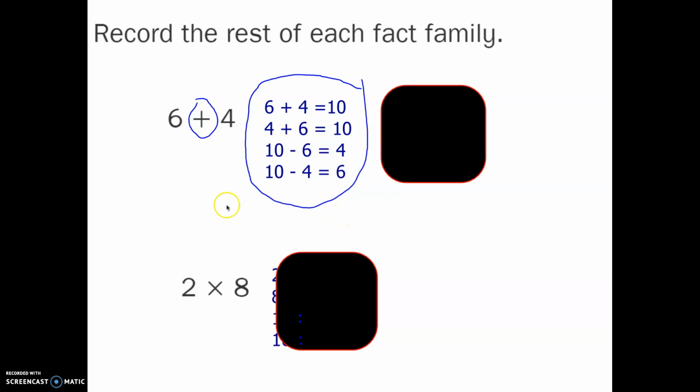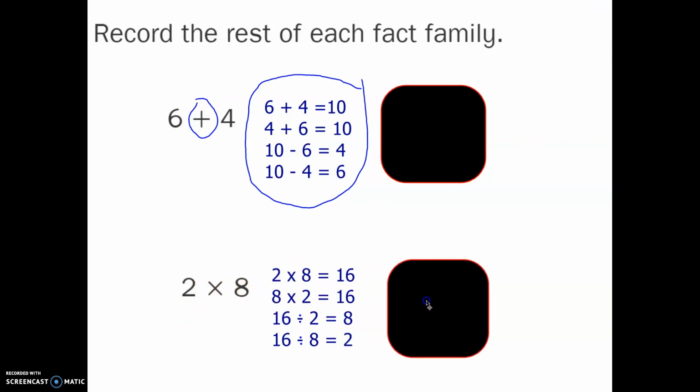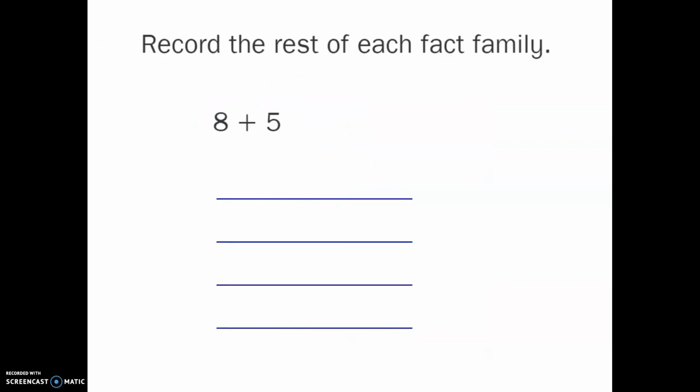When you have a multiplication symbol or a division symbol, then what's going to be in your fact family are 2 multiplication problems and 2 division problems. So for 2 times 8, the fact family would be 2 times 8 equals 16, 8 times 2 equals 16, 16 divided by 2 equals 8, and 16 divided by 8 equals 2. Pause the video, and on your whiteboard, I want you to record the fact family for 8 plus 5.